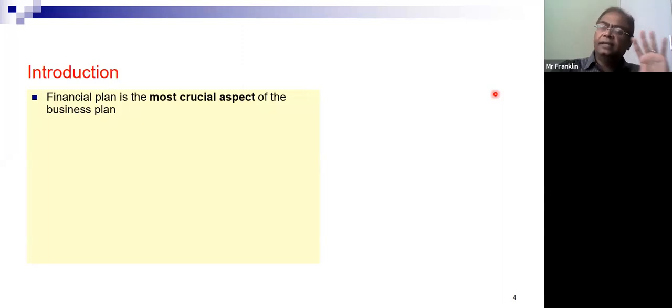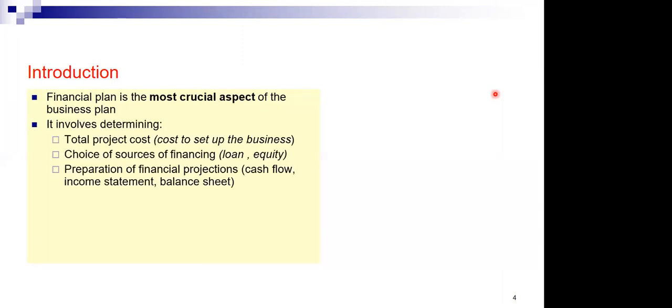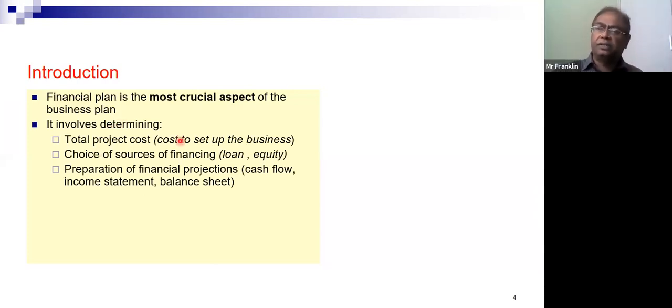Okay, so we're going to look at these three statements and why you need this type of three statements. Financial planning involves total project cost. That means the cost to set up the business. Tell you how much you invest on equipment, on rental, on raw material, everything. You talk about project cost. First, you got to say that. Then choice of funding. Where you want to get, is it loan or equity?